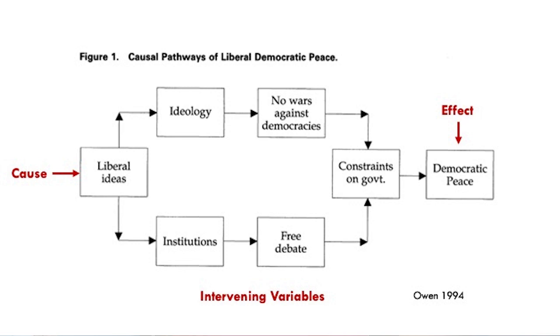One theory argues that liberal ideas shape political thought and political institutions in a democracy, making the idea of attacking another democratic state problematic and creating constraints on leaders from doing so. In this case, the cause is liberal ideas, but we need to define the intermediate steps, or intervening variables, like institutions and constraints, in order to make the relationship with the effect, peace, clear.